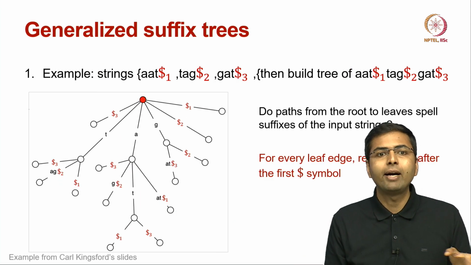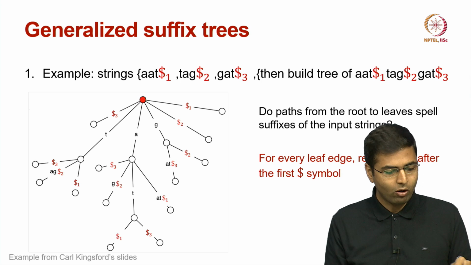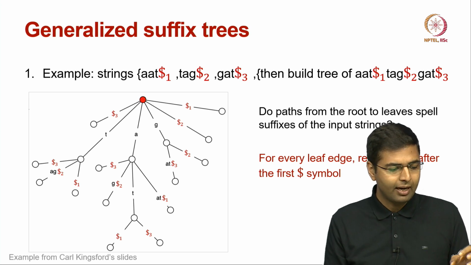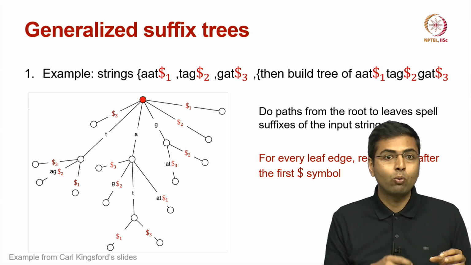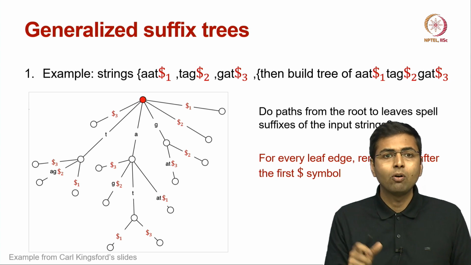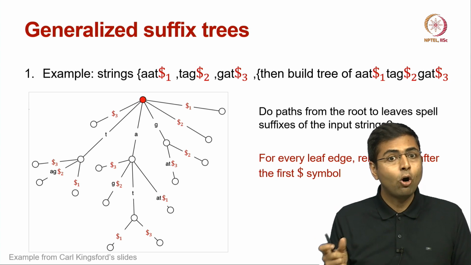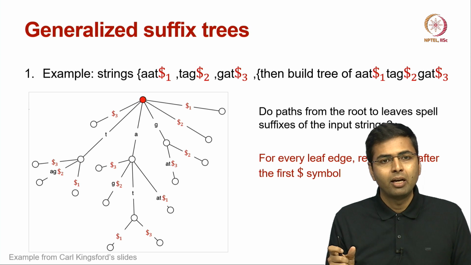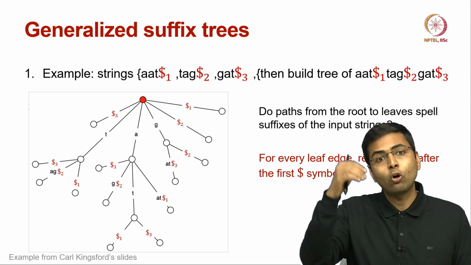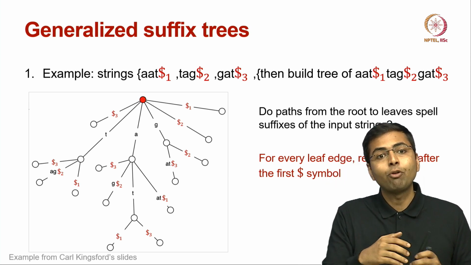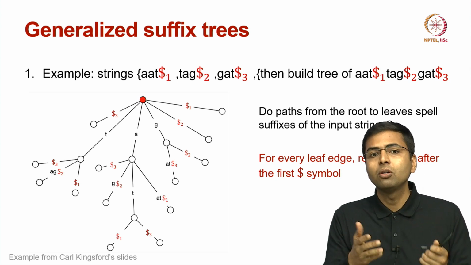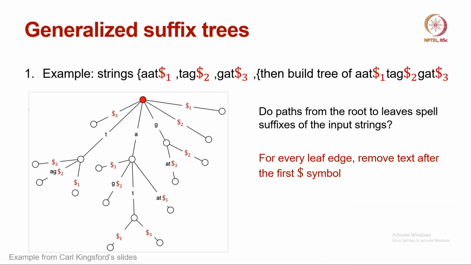So, this is how the simplified tree will look now, where all the leaf edges have either the $1 symbol in them, or the $2 symbol, or the $3 symbol, and that symbol automatically tells you whether the corresponding suffix is coming from string 1, string 2 or string 3. Here the $1 symbol is telling you that this particular suffix is coming from string 1. This is AAT$1, which is the suffix corresponding to this string.